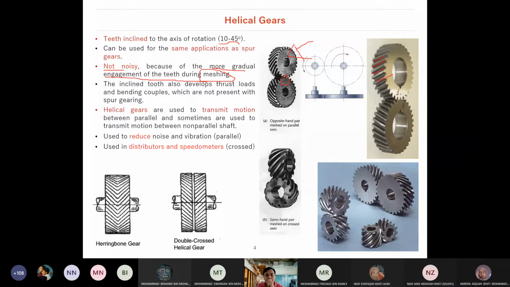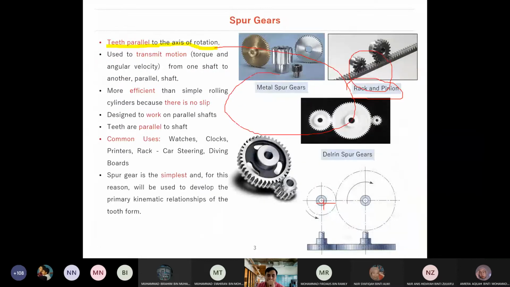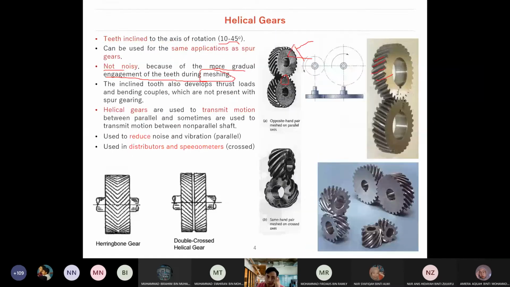So why is it less noisy? Because if you look here, when it starts to engage, if you look at this, the whole thickness of the teeth of the gear will contact at once for a spur gear. For helical gears, usually only one point. That's why it is not noisy. So the inclined tooth also develops thrust load, if you look at this statement, and also bending couples.